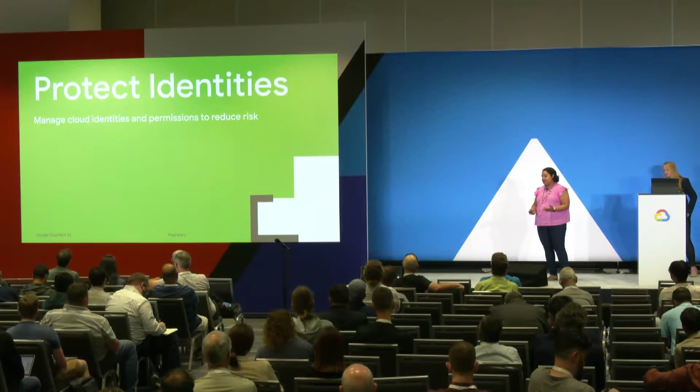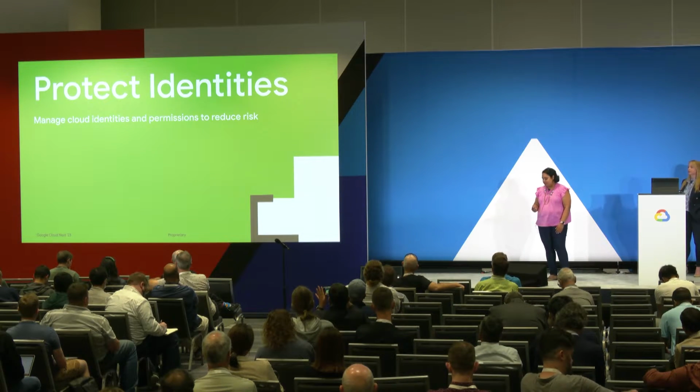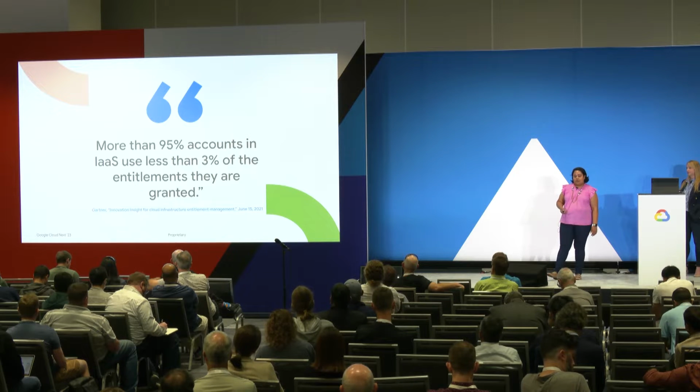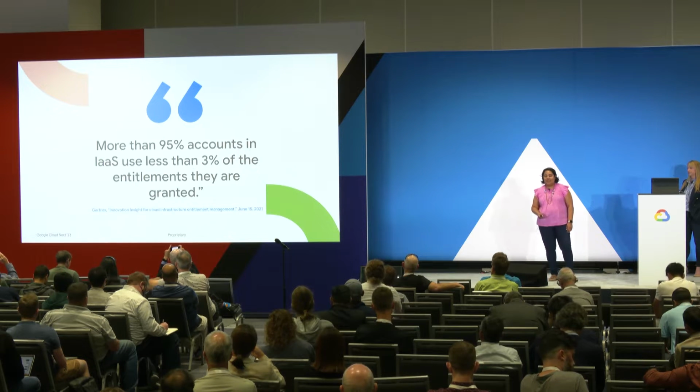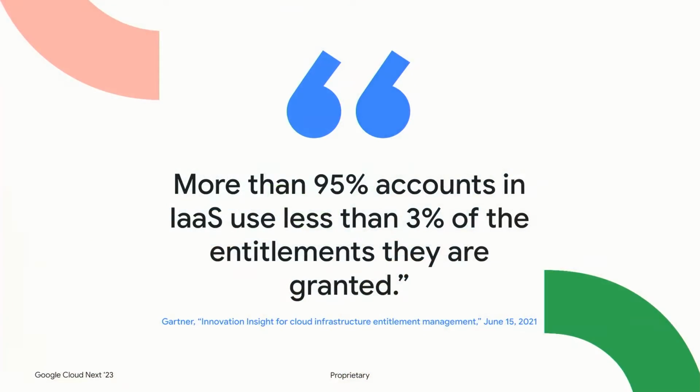One of the things when it comes to protecting your cloud, we know that it really starts with having a strong identity protection program and strong entitlements that are bound by least privilege. So when we think of this, Gartner has found that more than 95% of the accounts actually use less than 3% of the entitlements that they are granted. Think about this for a second. This is a huge attack surface, and this is because of a lot of misconfigurations in the policies that we give identities. And it's really, really hard to get this right in the cloud.